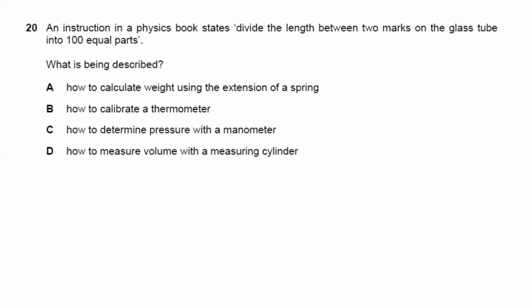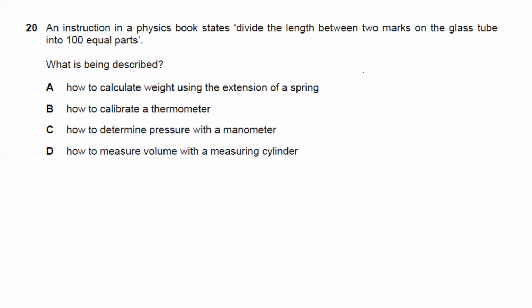Next question, question number 20. It says that an instruction in a physics book states: divide the length between 2 marks on a glass tube into 100 equal parts. What is being described here? First, how to calculate weight using extension of a spring. What's the reason to divide the length between 2 marks on a glass tube into 100 equal parts?